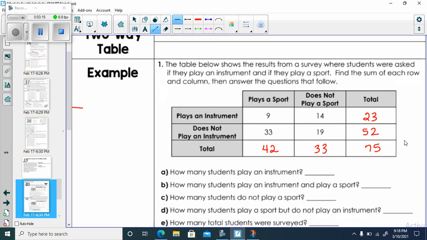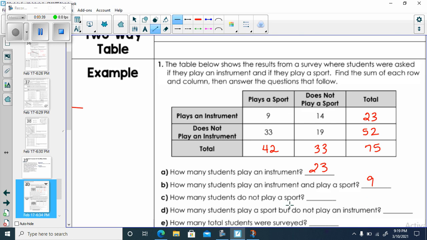Now let's answer the questions. How many students play an instrument? Plays an instrument. Well, let's see, go all the way out to the end. There's 23 total students that play an instrument. How many students play an instrument and play a sport? Well, let's see. Plays an instrument, plays a sport. That would be 9.